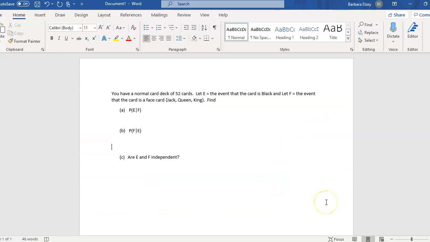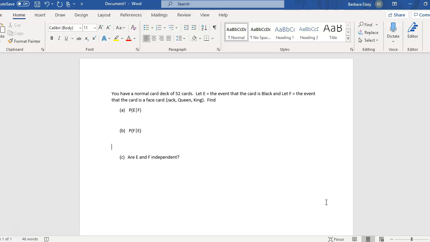Okay, so I've made up a question here for you that has both conditional probability and independence. Let's work through this, and then I'll look at number 12 from your homework, and we'll work through that as well.